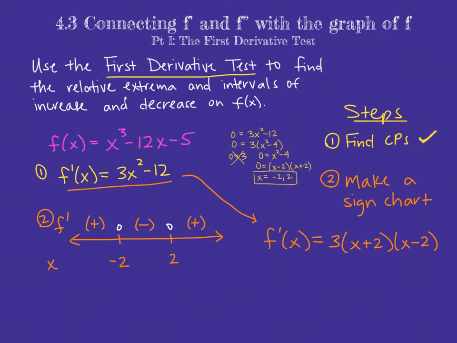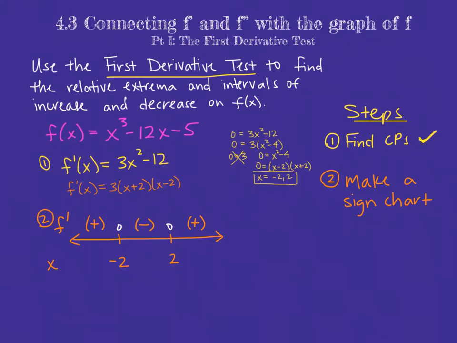So what does this mean? This means that our original function increased, and then at -2 it began to decrease, and then once again at 2 it increased again. So if we wanted to sketch it, our original function f increases, and then at -2 it decreases, and then at 2 it increases again. So it looks something like that.